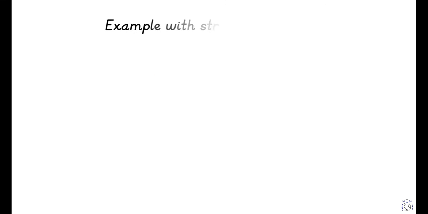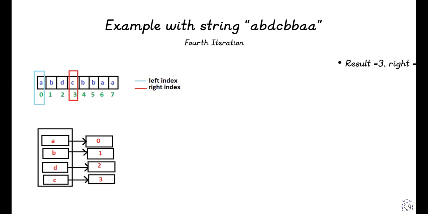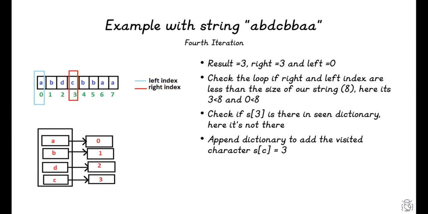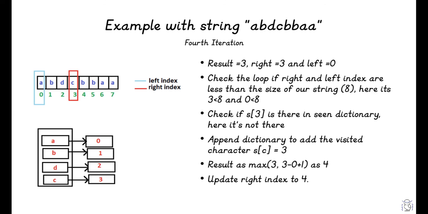update our right index to 3. In our fourth iteration, we have result as 3, right index as 3, and left index as 0. We get into the loop and check if right and left index are less than the size of our string. We then check if S of 3 is there in the dictionary or not. Since C is not there in the dictionary, we will append C as the key and 3 as the value of that seen dictionary. Then calculate result as max of 3, 3 minus 0 plus 1, which is 4, and update the right index to 4.